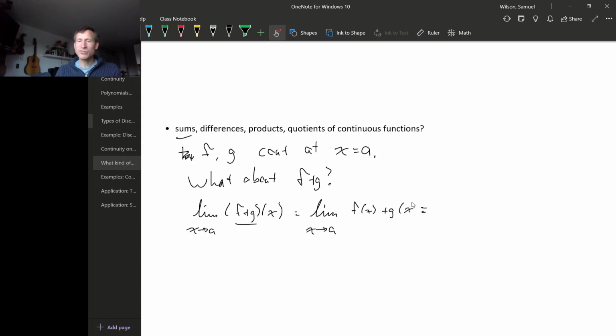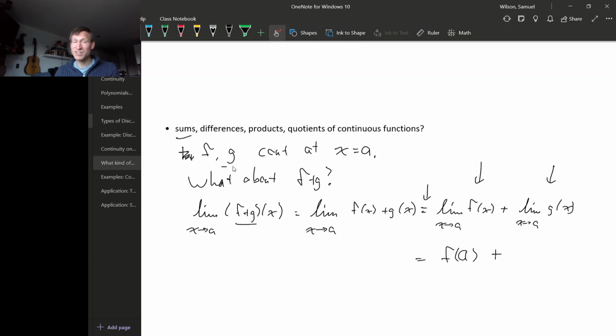But now we can use the sum rule for limits. So this is the limit as x goes to a of f of x plus the limit as x goes to a of g of x. Although we should be careful and check, right? The sum rule for limits says that we can do this as long as these individual limits exist and are finite. But they are, because f and g are continuous. So this first limit, the limit of f, is f of a.